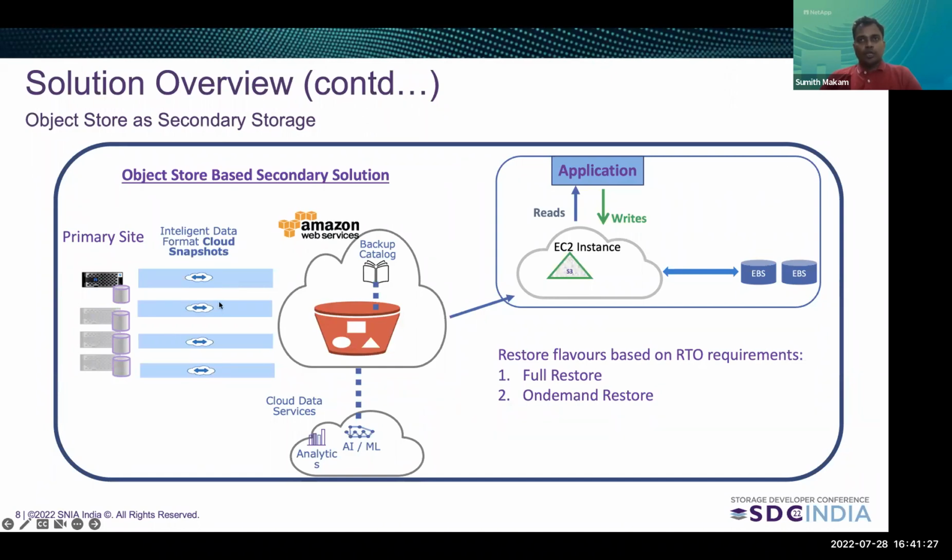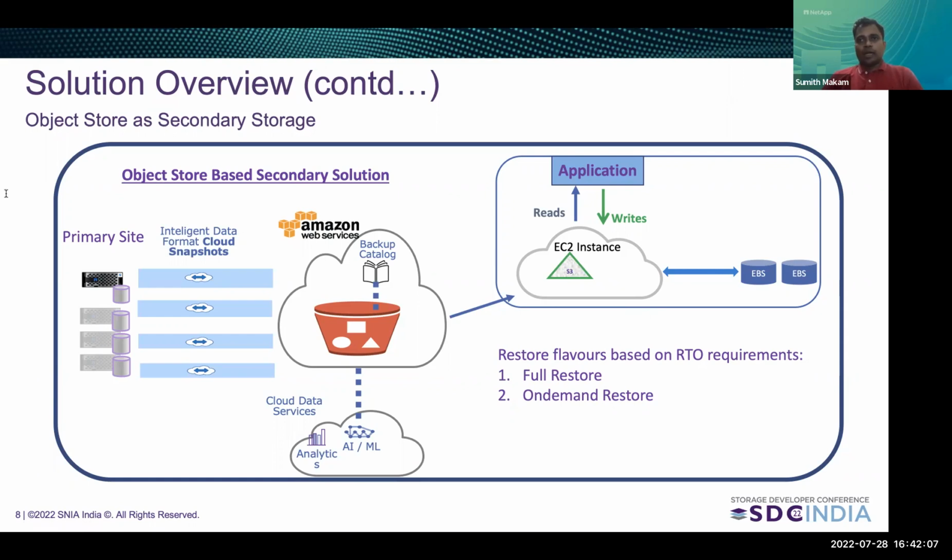If the primary node goes down, a new EC2 instance can be instantiated in cloud, and the S3 bucket can be configured in this EC2 instance to read data. Once the bucket is attached, data can be read from the bucket and stored in the local EBS drives. Once the data is restored from the bucket and stored on the EBS drives, applications can be started, and applications can start reading the data from local EBS drives, and applications can keep running. But there are two flavors of restores that can be supported based on the RTO requirements.